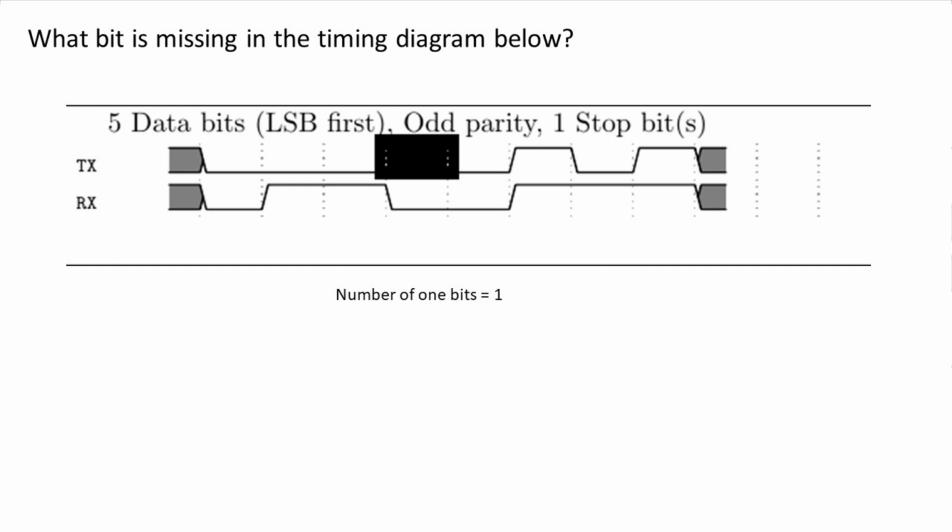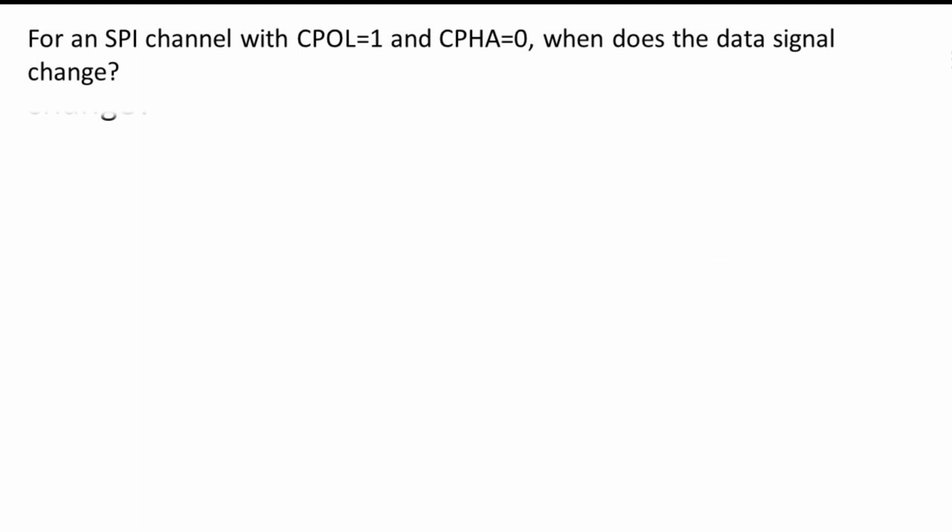I'll go over this again. I'll review UART. Okay, and then for an SPI channel with CPOL 1 and CPHA 0, when does the data signal change? CPHA 0 means, remember, that the data is in front of the clock. It's a little earlier than the clock. So the data is going to change a half cycle before the clock even goes.